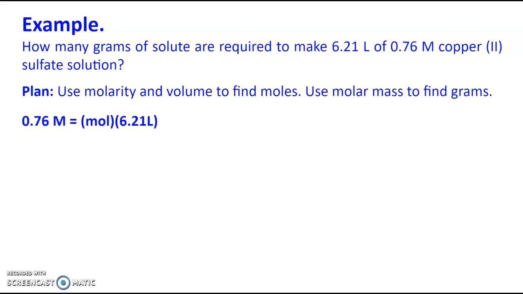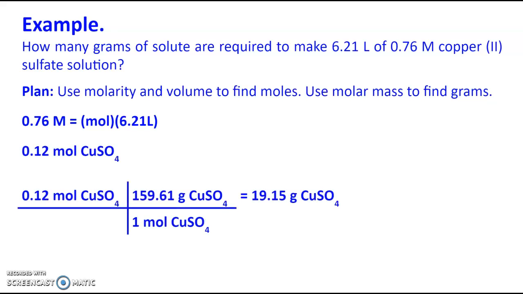Okay, so solve for moles: 0.76 molarity equals moles divided by the volume. That gives us 0.12 moles of copper sulfate. Plug 0.12 moles copper sulfate into a little baby stoich line. We wind up with 19.15 grams of copper 2 sulfate. And that's what we would need to add to our solution.